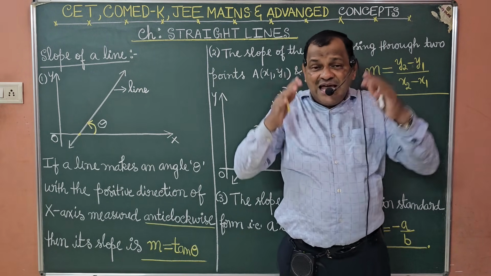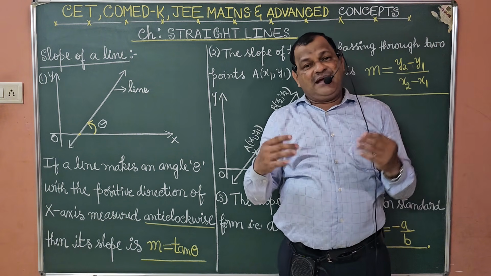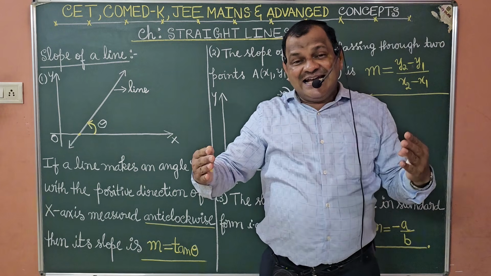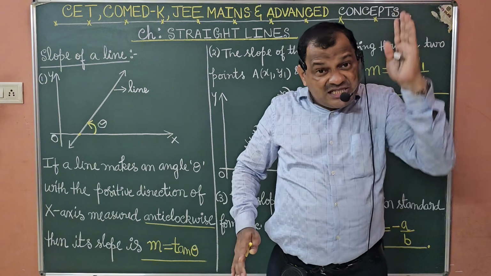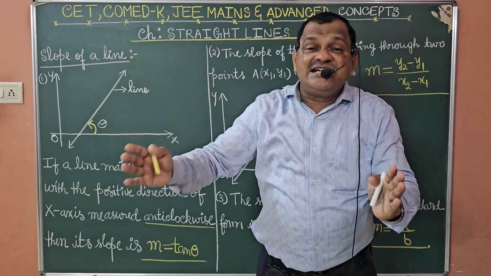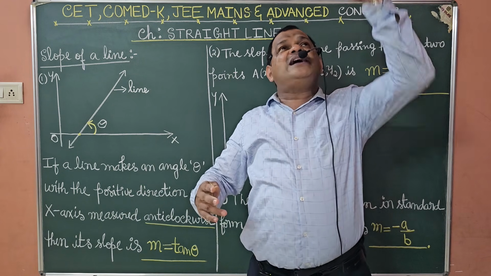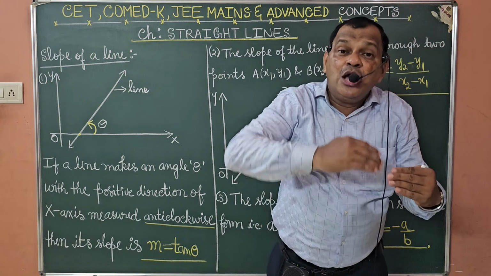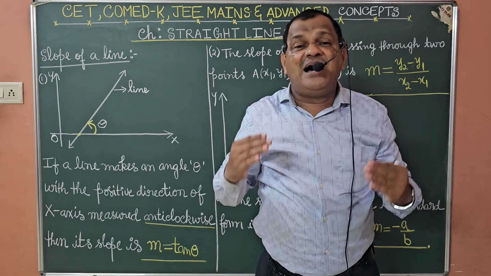Now I would like to proceed with the concept of intercepts made by a line. See, my dear students, when you draw a line, it cuts the x-axis at a certain point. Then measure the distance from the origin to that point. That is called the x-intercept made by the line. Similarly, the same line cuts the y-axis at some other point. Measure the distance from the origin to that point, and that is called the y-intercept made by the line.